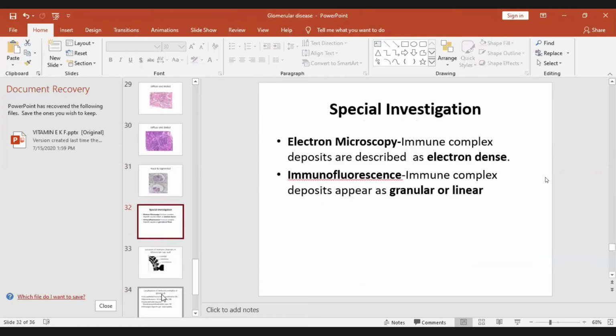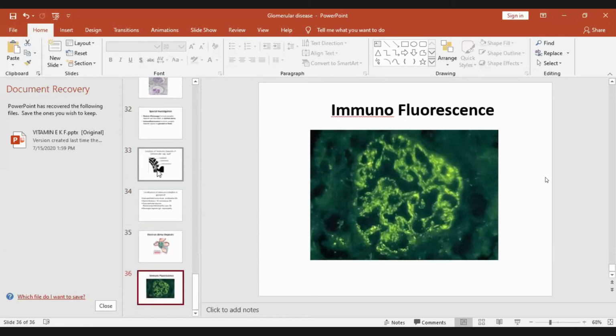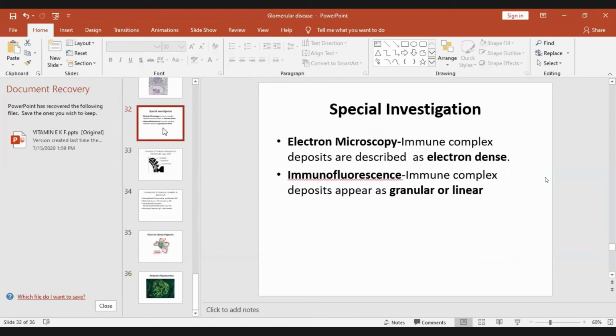Now coming to the other special investigations, that is electron microscopy. Immune complex deposition is seen as electron dense material, that is black. And on immunofluorescence, immune complex deposit is seen as a granular or linear deposit, depending on where it is deposited.